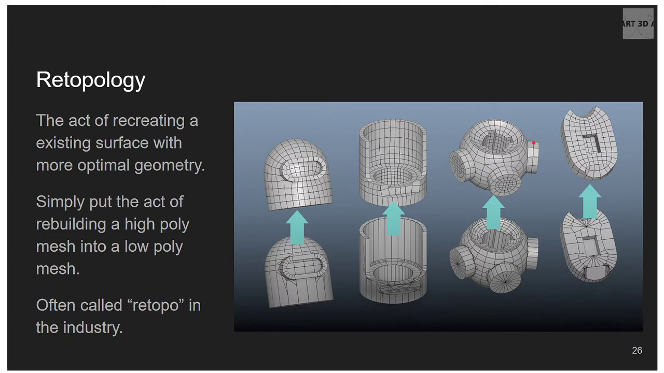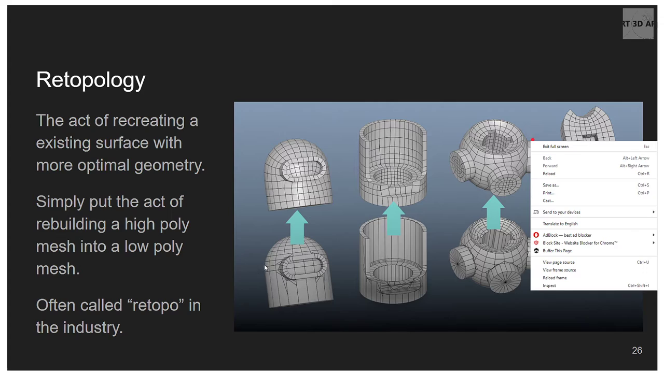Obviously joking, but retopology. Retopology is the act of recreating an existing surface with more optimal geometry. That's what you're going to do with your high polys. Simply put, it's the act of rebuilding a high poly mesh into a low poly mesh, often called retopo in the industry. There are people who specialize in retopology. They are topology masters, and they know how to take care of an N-gon, move poles around and fix your geo. They're really good too. I know a few of them.